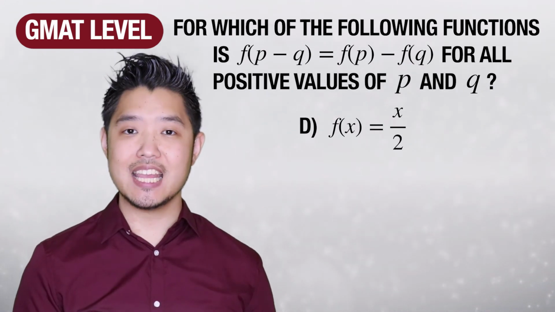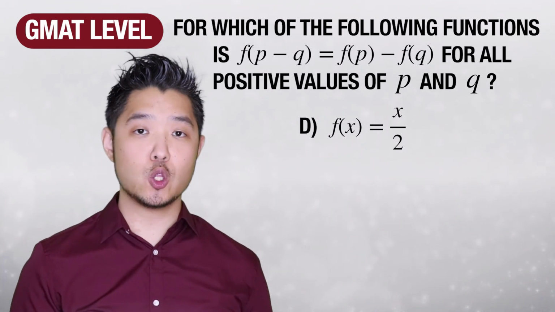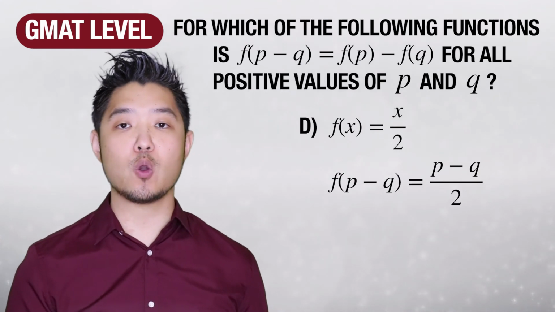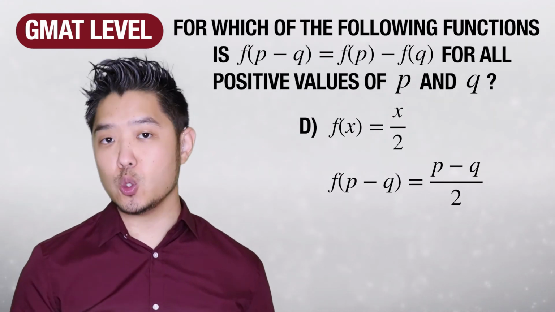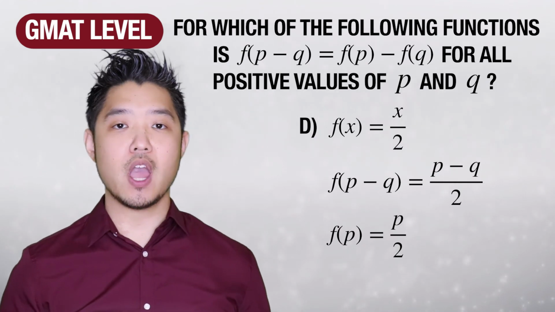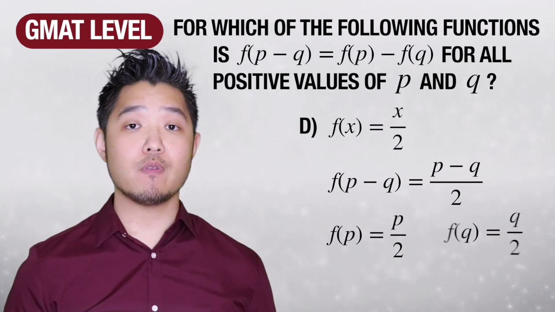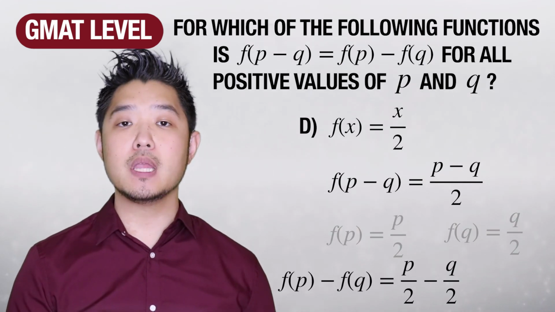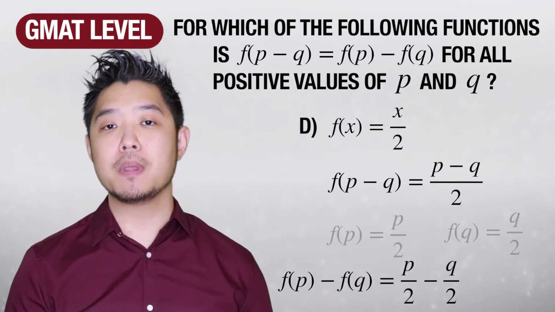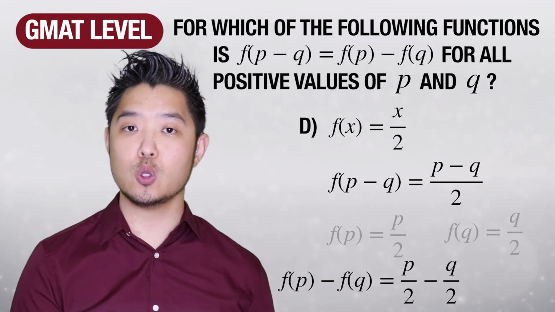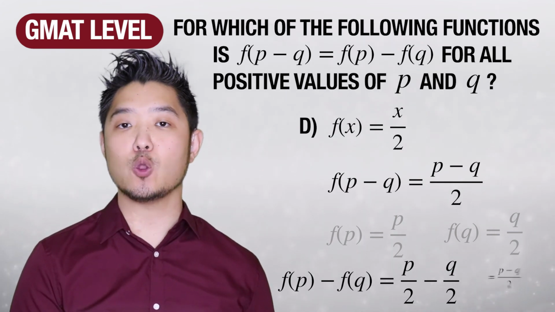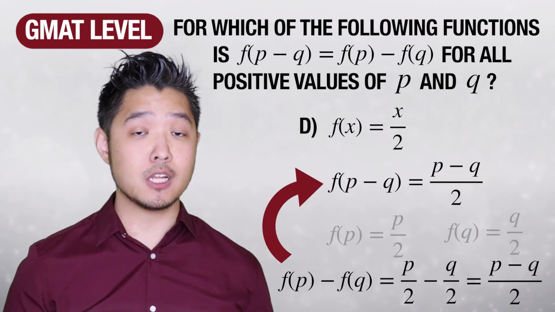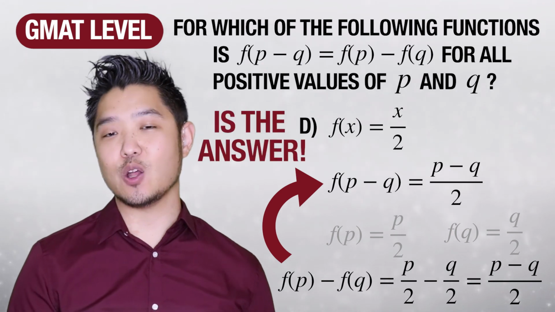For answer choice D, f of x equals x divided by 2, and if we substitute p minus q, we have f of p minus q equals p minus q divided by 2. For f of p, we have p divided by 2. For f of q, we have q divided by 2. Putting together, f of p minus f of q equals p over 2 minus q over 2. This can be simplified into p minus q divided by 2, and it is the same value as f of p minus q. Therefore, D is the right answer.